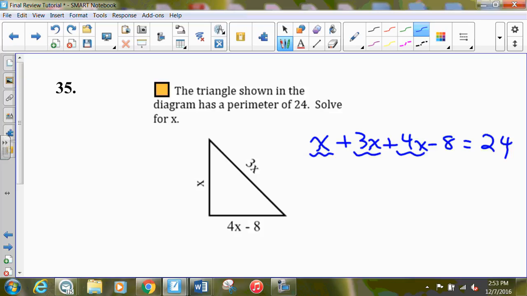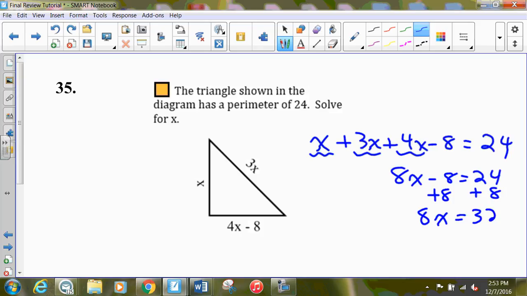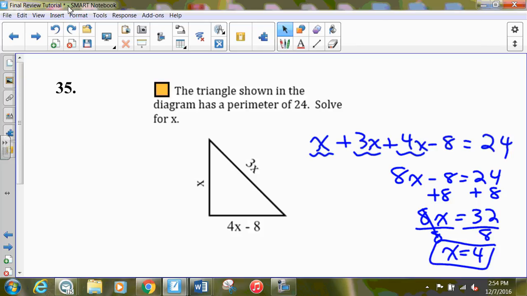x plus 3x is 4x, plus another 4x is 8x. I'm going to get rid of the 8 by adding. And I'm going to divide both sides by 8, and that's going to give me x is 4, and I am done.